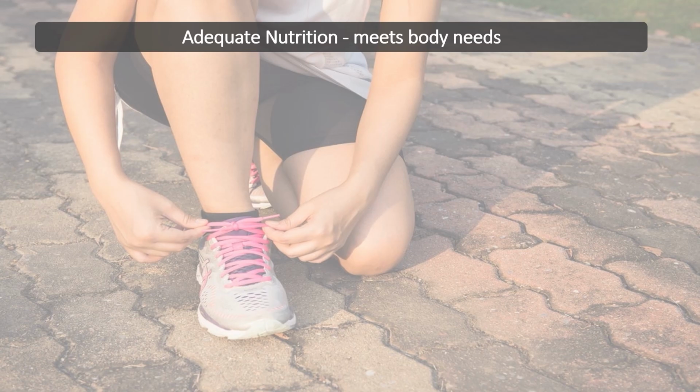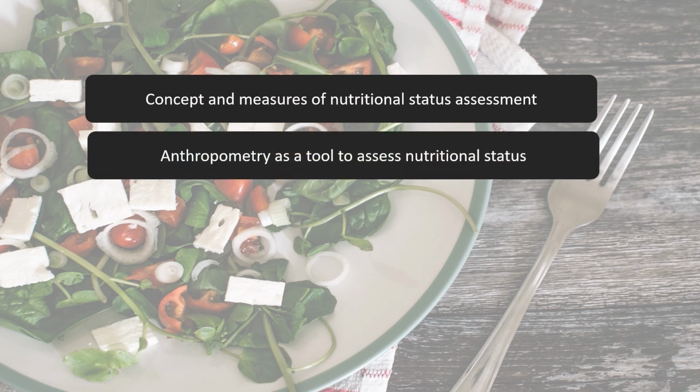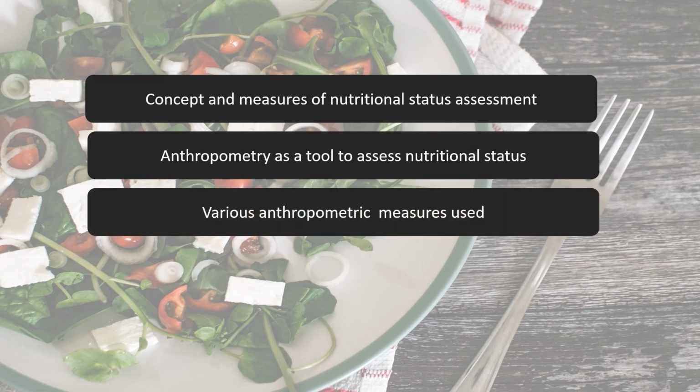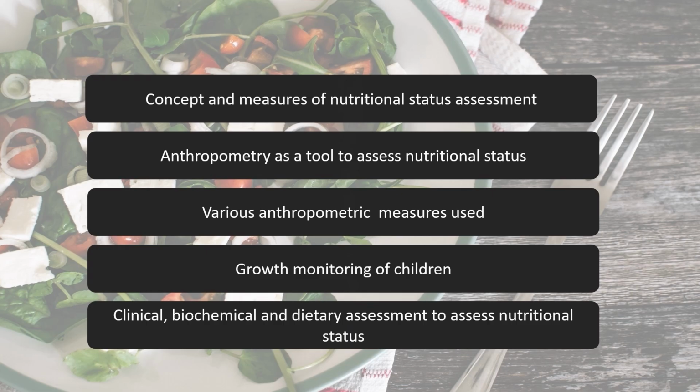So, how do I know that I am maintaining good nutritional status? Well, this lecture will focus on the concept and the measures we can use to assess nutritional status. We will look at the different methods, anthropometry as a tool to assess nutritional status, the various measures within anthropometry. We will look at growth monitoring for children and then move on to the clinical method, biochemical, and the dietary assessment method as tools to assess nutritional status.